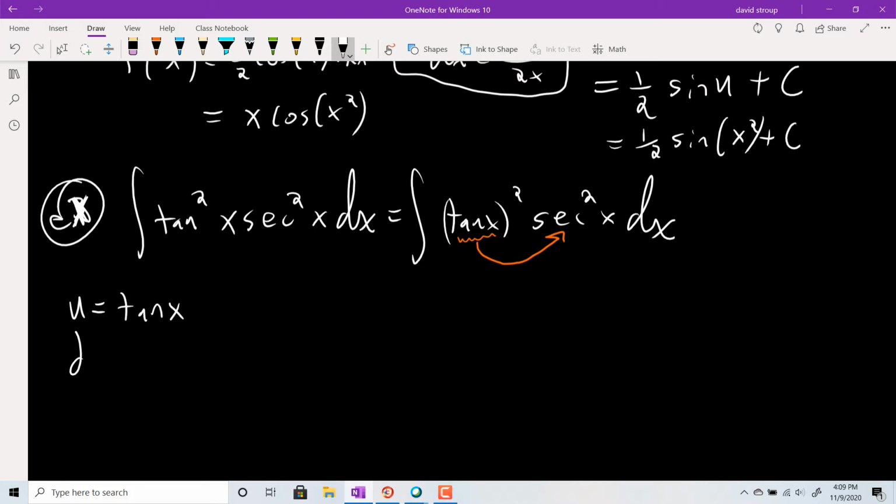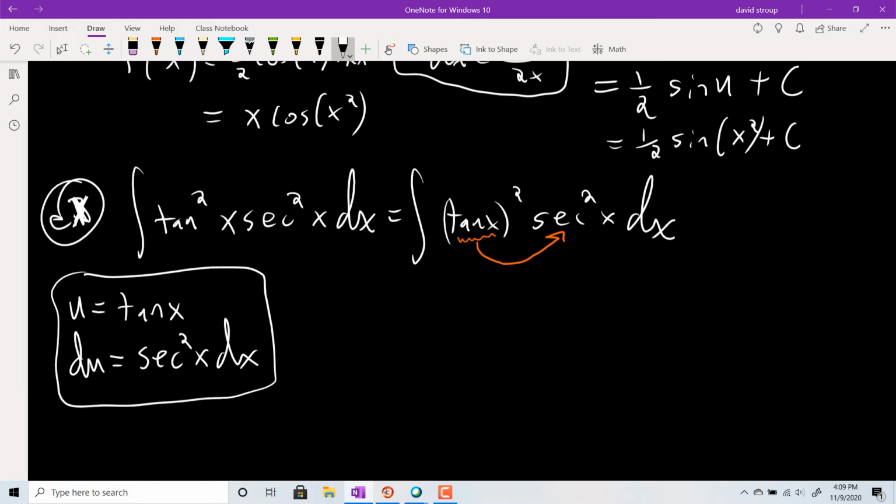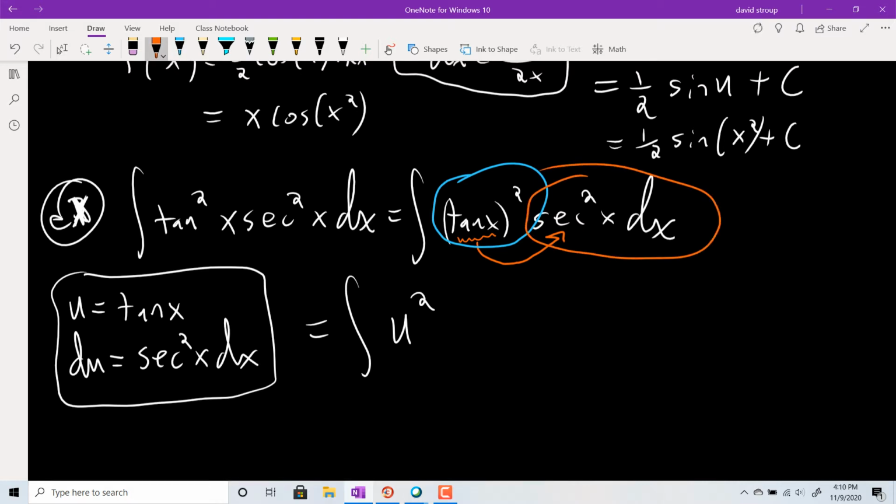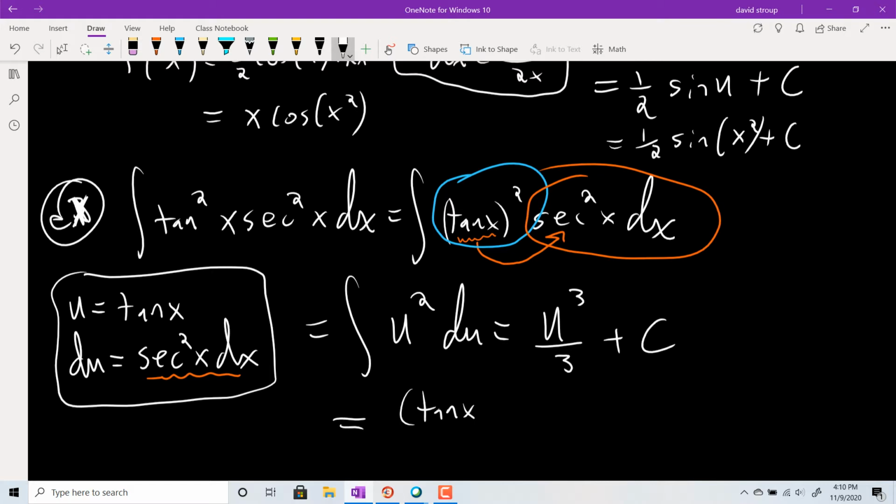So u equals tan x, and then du, taking the derivative in differential form, is secant squared x dx. And just with that, I can do my substitutions and simplify this integral. If I let tan be u, I end up with u squared. I'm doing two substitutions here: one into this expression, and then this other stuff, secant squared x dx, well, that's just du. So you get du, and then you can integrate u cubed over 3 plus c, and then back sub. So u was tan x, so I get tan x cubed all over 3 plus c.